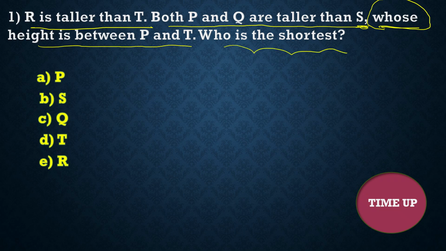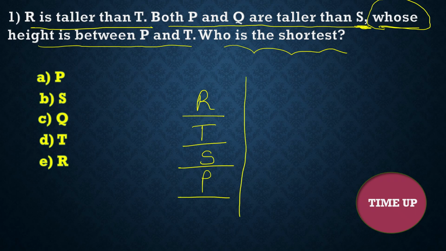So R is taller than T. Okay, fine. I will do it like this. R is taller than T. Next, they have said both P and Q are taller than S. Whose height is between P and T? So S's height is between what? P and T. So if I place S here, the height of S will be between P and T. Correct, right?